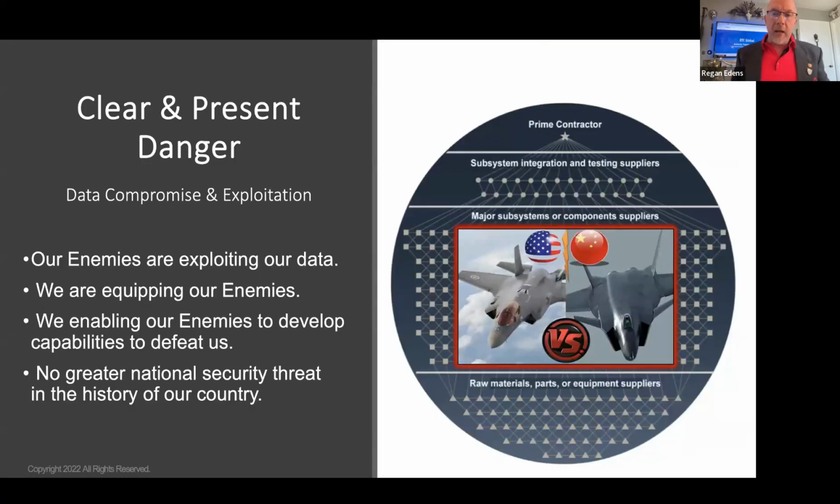That clear and present danger presents us a challenge that we must meet. We are not doing this for compliance's sake, because as we continue to allow this information to be vulnerable, we are equipping our enemies to defeat us in the next conflict.